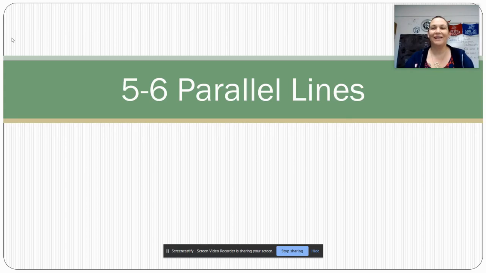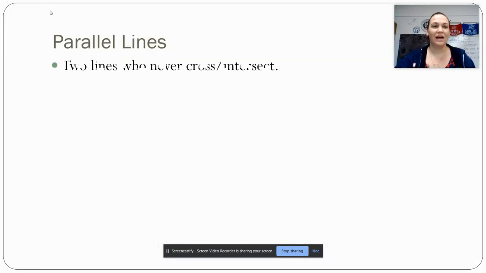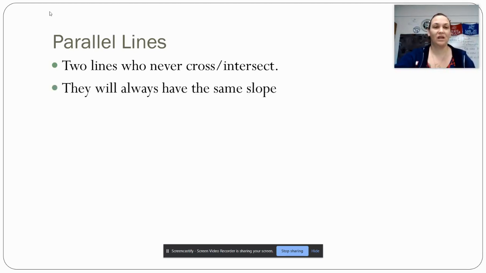Hi guys. Today we're going to focus on just parallel lines. As a refresher, parallel lines are two lines that never cross or never intersect. Not just on the part of the graph that you can see, but if you extend the lines forever, they will never touch. Parallel lines will always have the exact same slope as each other.